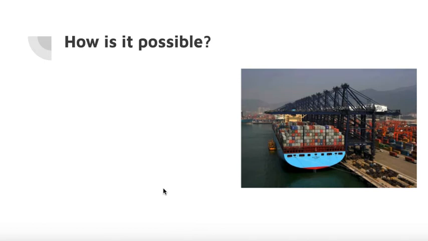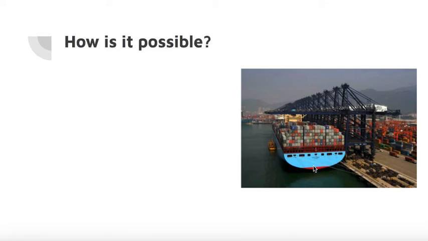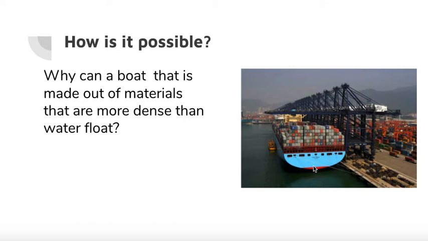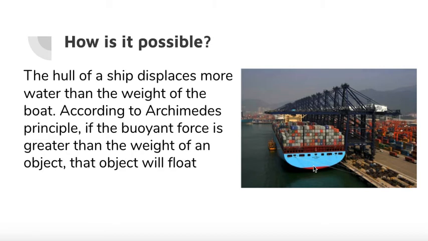How is it possible then to have these huge, massive metal tanker ships? Metal is more dense than water. And how do these then float on water? Well, why can a boat that is made out of materials that are more dense than water float? Should be impossible, right? The hull of the ship actually displaces more water than the weight of the boat.